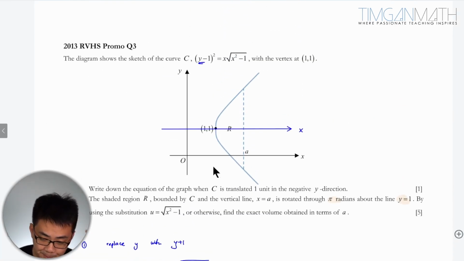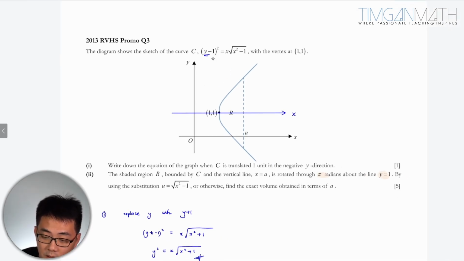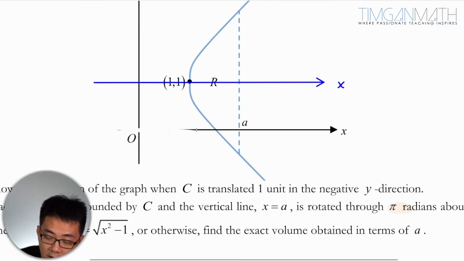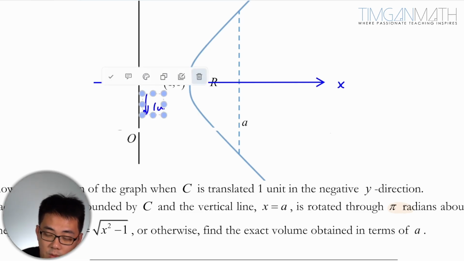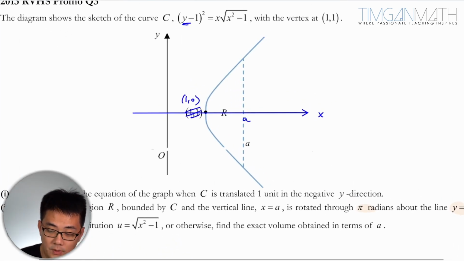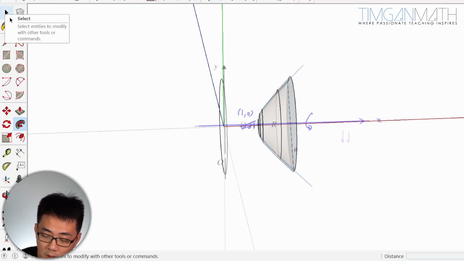But the problem now is we do not have y equals 1 as the axis. So we need to translate everything down to the x-axis, which is what we did in the first part. We move the whole graph down by 1 unit, and the point becomes (1, 0). This will be the x-axis. So it's just a normal integration because you just want to rotate R about the x-axis now.